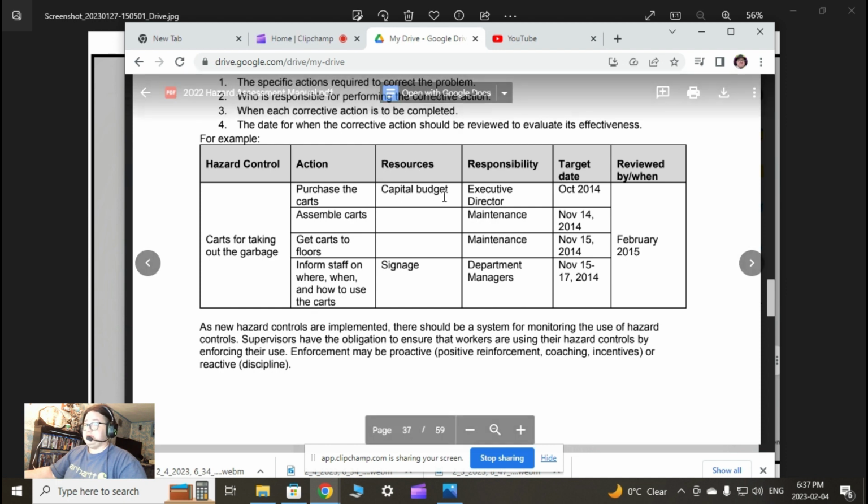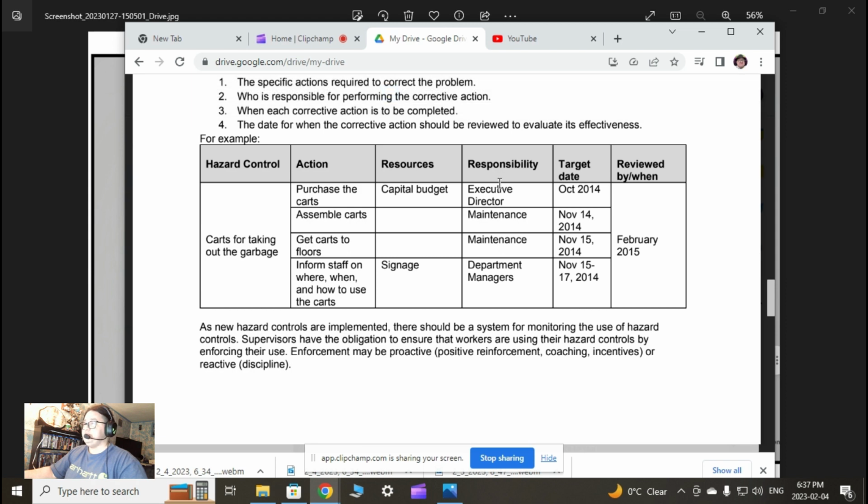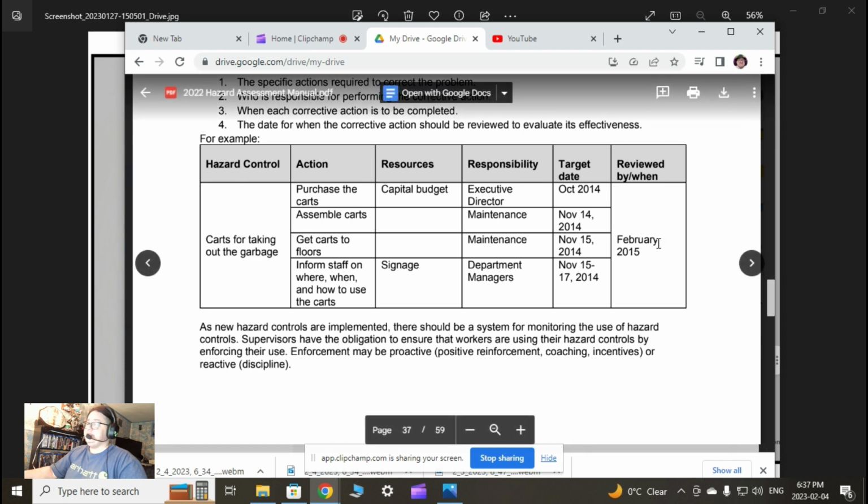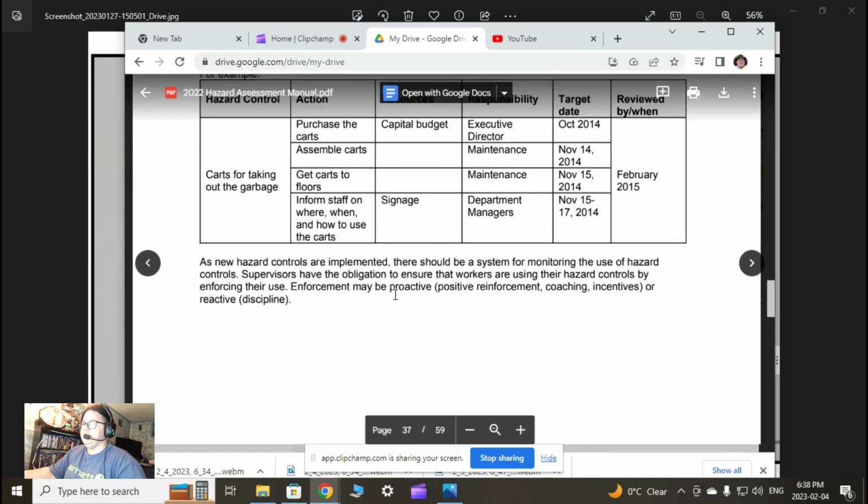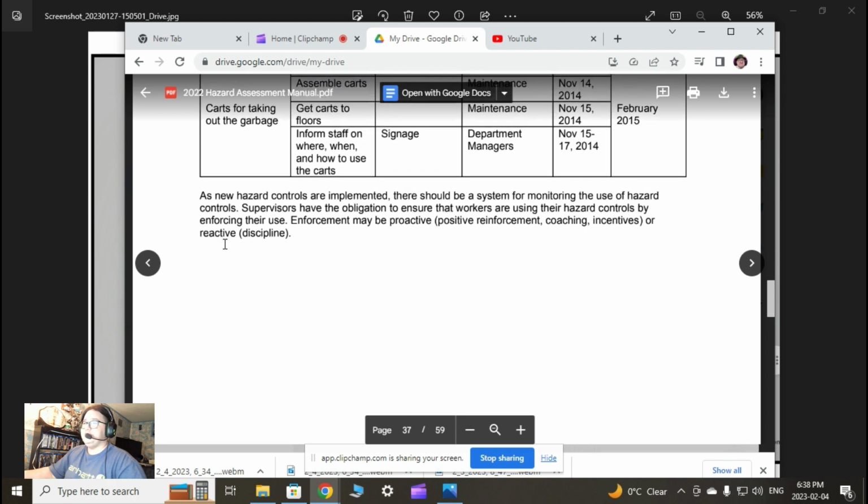You have your resources, capital budget, signage. So signage would be like the administrative controls, I suppose. Responsibility, executive director, maintenance, department managers. Target date, and when it should be reviewed by. So usually let's say on October 14th, you say, let's give it a few months, see how things work. So I'm just going to read from here.